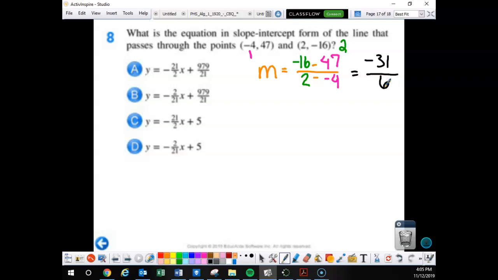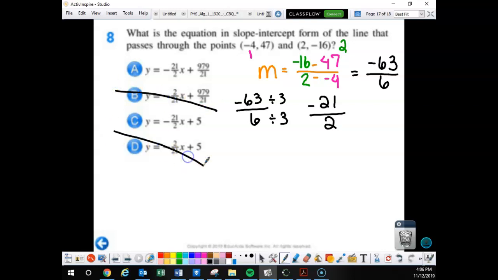I did that wrong. Negative 31 is not true. It's negative 16 minus 47. So that's negative 63. I was wondering. So negative 63. I can reduce that by dividing the top and the bottom by 3. Right, top by 3, bottom by 3. So negative 63 divided by 3 is negative 21. 6 divided by 3 is 2. So automatically I can get rid of B and D. So it's either A or C.